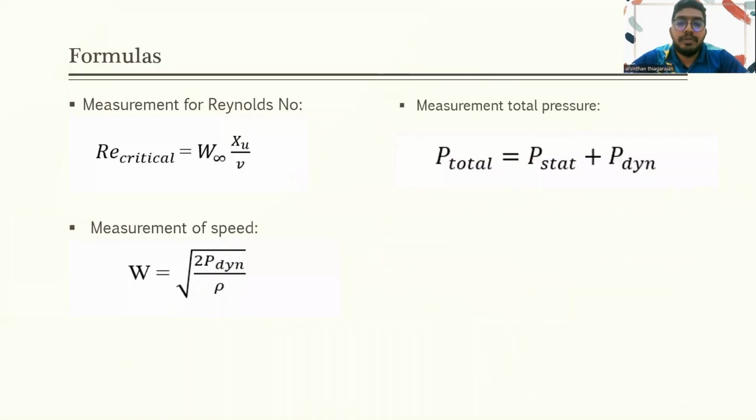Next, we're going to see the formulas that we use in our experiment. First, we use the formula to get the Reynolds number. We use this formula to get the critical Reynolds number. Next, we use this formula to get the speed. And then we use this formula for the total pressure.